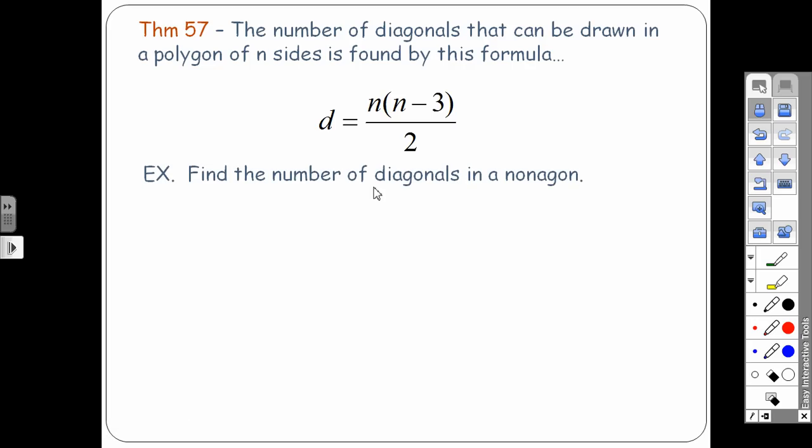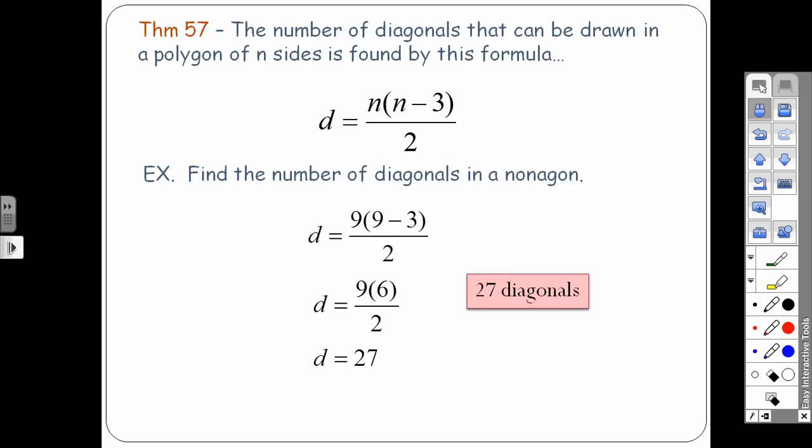Okay, so let's do this as an example. Find the number of diagonals in a nonagon. So in a nonagon, that means there are 9 sides. So we do d equals 9 times 9 minus 3, all divided by 2. And when we simplify that out, we get 9 times 6 divided by 2, which gives us 27. So there's 27 diagonals in a nonagon. You can imagine that you wouldn't want to have to sit there and draw all those diagonals. So having this formula is going to be really useful.